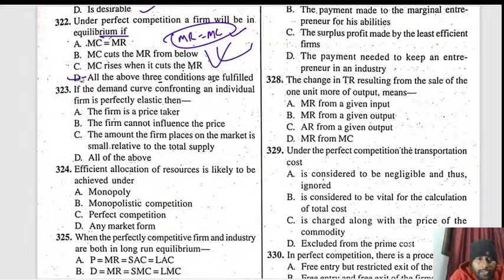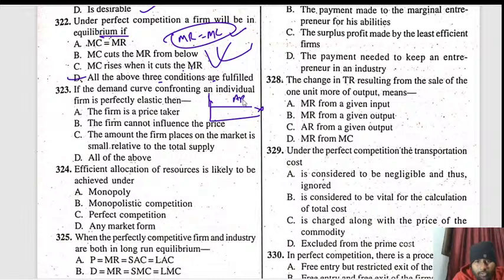Okay, so again here, question number 323: if the demand curve confronting an individual firm is perfectly elastic, then... A perfectly elastic demand curve means the demand curve will have zero slope. It will be horizontal to the x-axis. So this is the perfectly elastic demand curve, which is the demand curve of perfect competition.